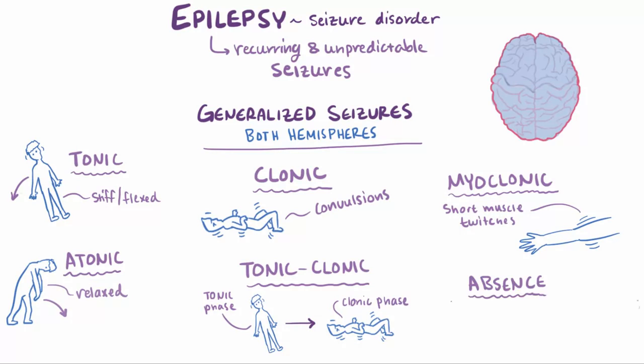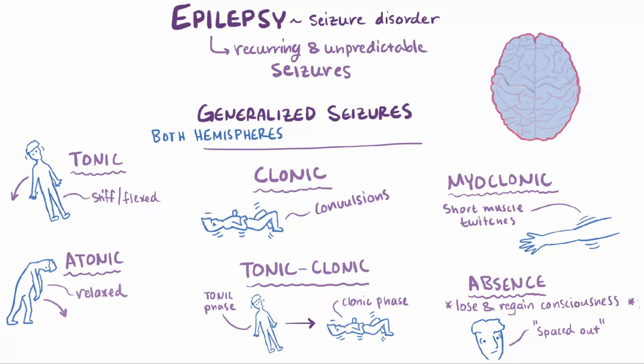Finally, there are absence seizures, where the patients lose consciousness and then quickly regain consciousness, generally with the only outward sign being that the person looks like they spaced out, like if they were walking, they'll suddenly stand still. The key for all these is that they involve both hemispheres of the brain, and patients lose consciousness either briefly or for longer periods of time.